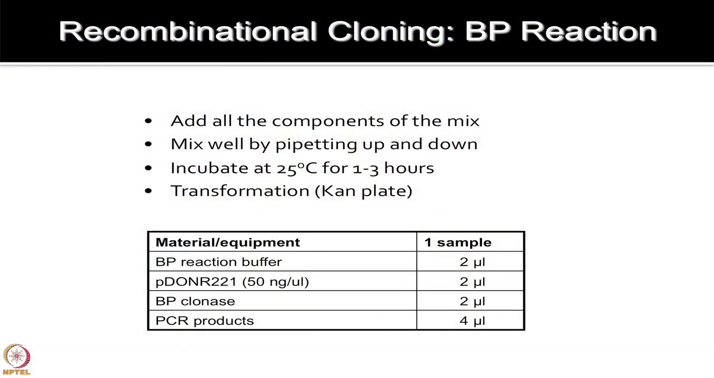it happens in a very simple tube with a very simple reaction mix, which consists of the BP reaction buffer, the donor vector DNA at 50 nanograms per microliter, BP clonase enzyme and the PCR product. You mix them as per the recipe shown on the slide, incubate at 25 degrees for an hour, and then do the transformation on the kanamycin plate. Next day you will have colonies grown on the kanamycin plate. The reaction is very specific and very efficient. From these colonies you can make DNA and proceed to the LR reaction.